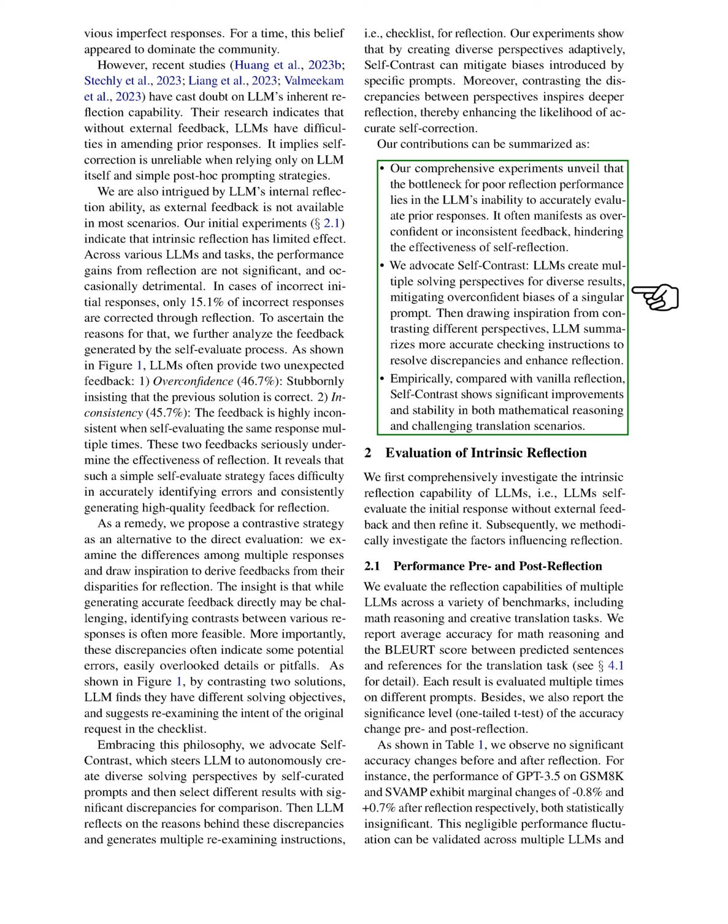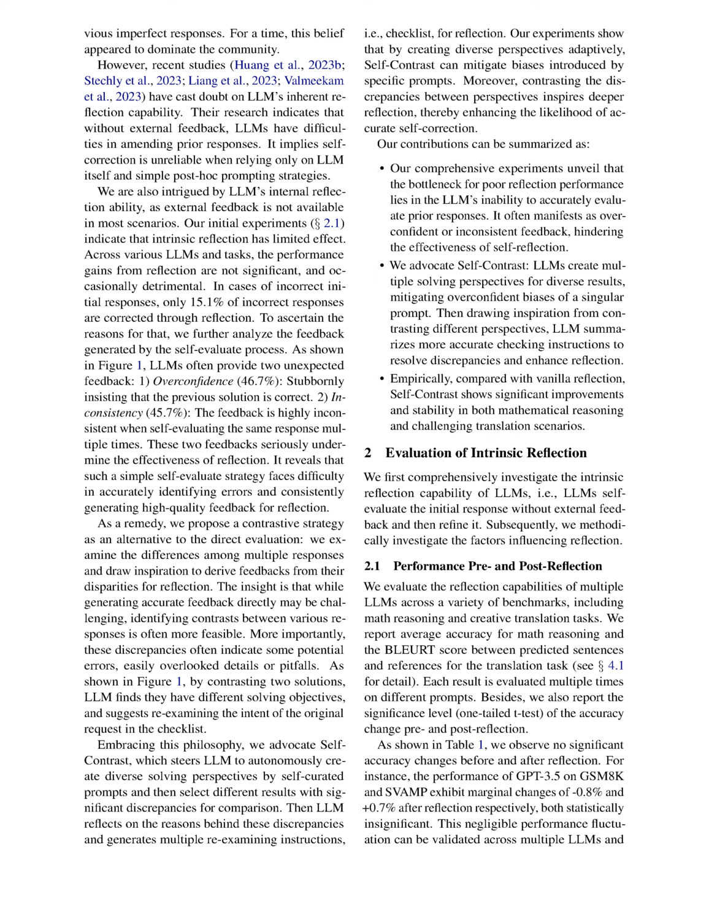Our experiments reveal that the main obstacle for poor reflection performance is the LLM's inability to accurately evaluate prior responses. This often results in overconfident or inconsistent feedback, which hinders the effectiveness of self-reflection. Our self-contrast approach addresses this issue by creating multiple perspectives for diverse results, reducing overconfident biases of a singular prompt. Then, by contrasting different perspectives, the LLM can generate more accurate checking instructions to resolve discrepancies and enhance reflection. In comparison with traditional reflection, self-contrast shows significant improvements in stability in both mathematical reasoning and challenging translation scenarios.